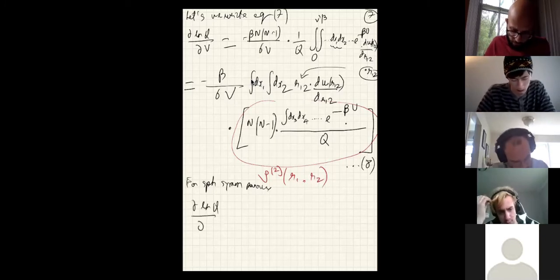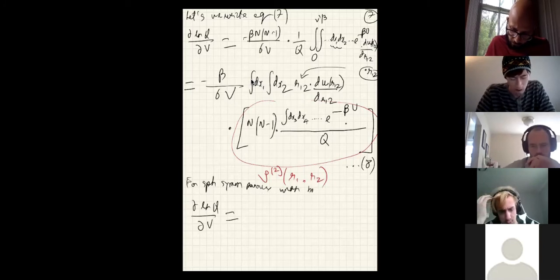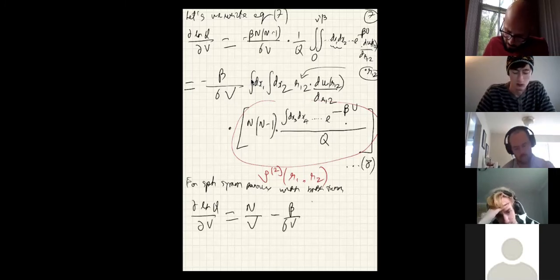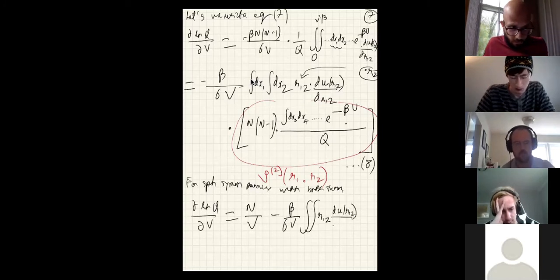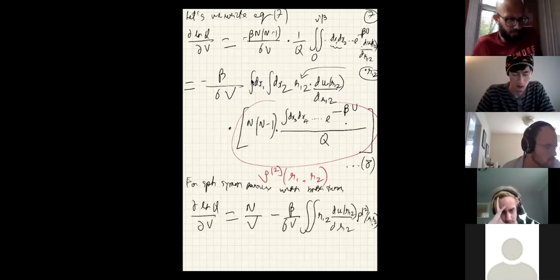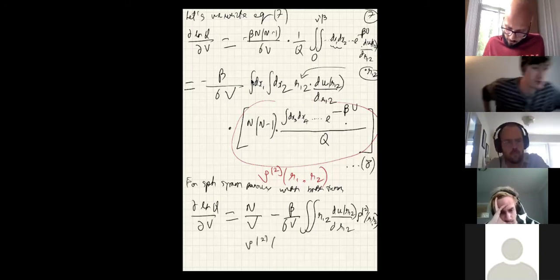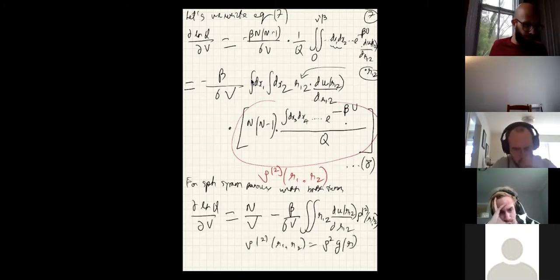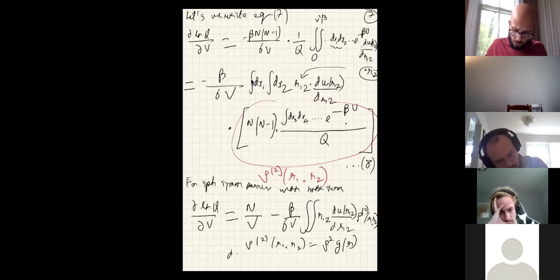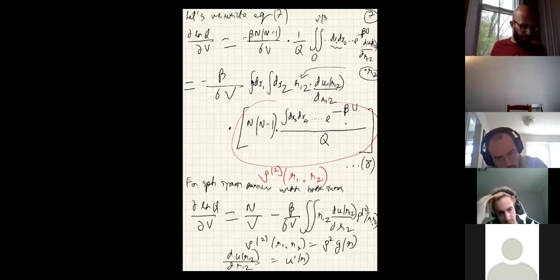partial ln q by partial v, and now I'll write the full thing with both terms, is n over v, that was the ideal part, minus beta over 6v integral r12 du of r12 by dr12 rho 2 of r1 comma r2. So this is still not spherically symmetric. This still has a vector component, but here we can say that rho 2 of r1 r2 is nothing but rho square g of r. So we are not talking about r1 and r2 separately. We switch to g of r. And du of r1 r2 by dr1 r2 is simply u prime of r, just one variable.